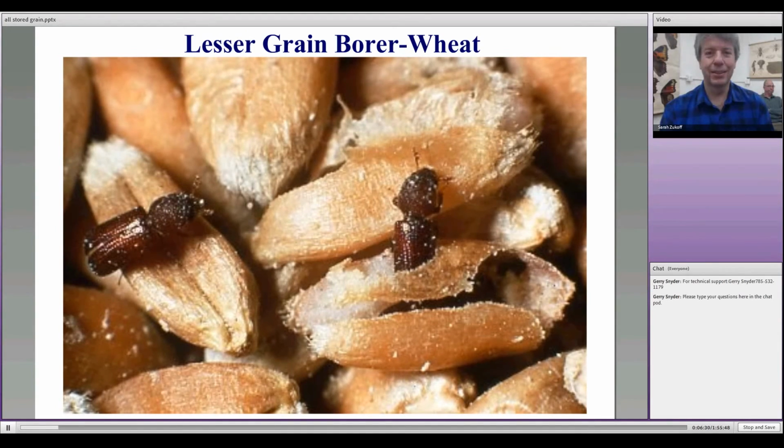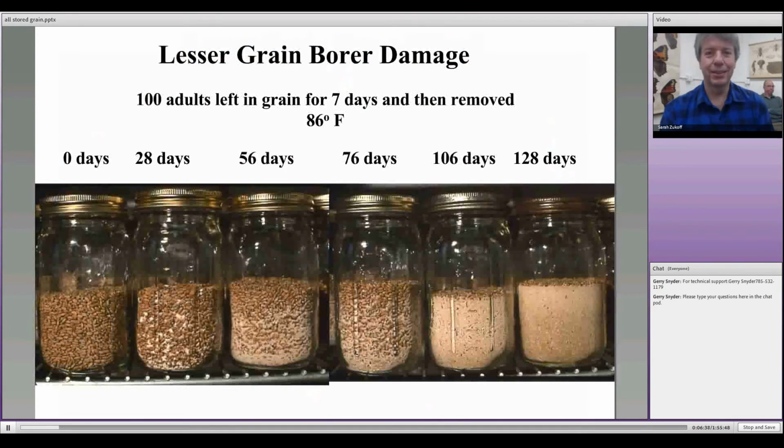And then that larva completes its development inside, and then they bore out. So you can see these guys close up, making bullet holes in the grain. Here's a little demonstration we did several years back, where we put 100 adult lesser grain borers on a bunch of wheat shown in the jar on the left.